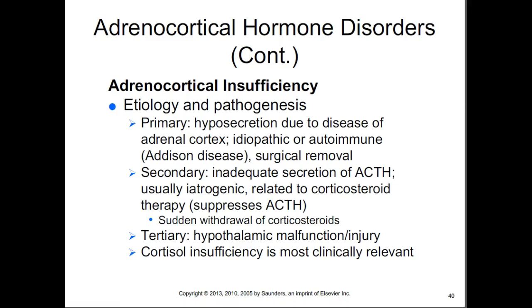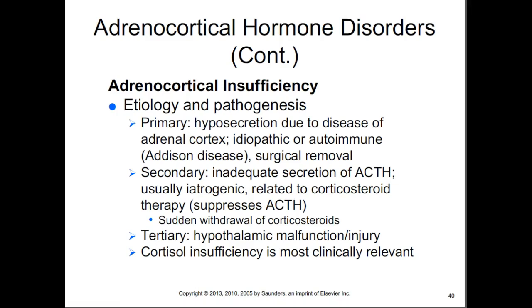So adrenocortical insufficiency, right? Hyposecretion due to disease of the adrenal cortex, idiopathic or autoimmune, and autoimmune can be Addison's disease. And it might require surgical removal. Secondary is an inadequate secretion of ACTH, which is usually iatrogenic or related to some sort of corticosteroid therapy. Right, so if you have been receiving prednisone, which is cortisol basically, for the last 3 years to treat something else unrelated to your endocrine, but it could be autoimmune, very likely, you might have inhibited and downregulated the production of ACTH so much that it is now going to shut off and not make any at all.